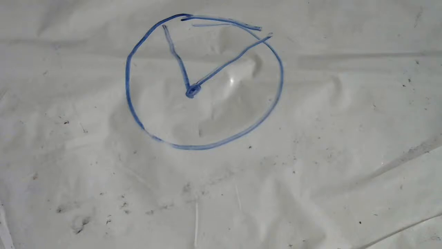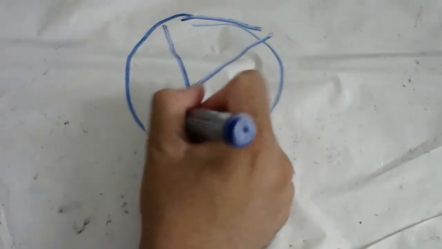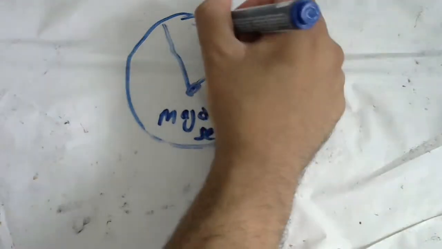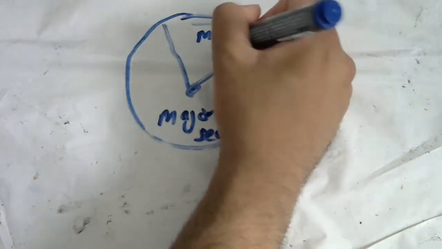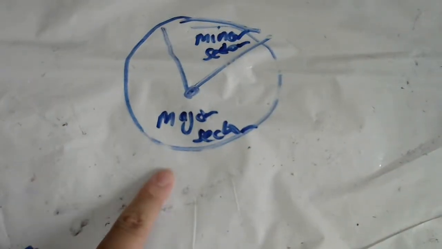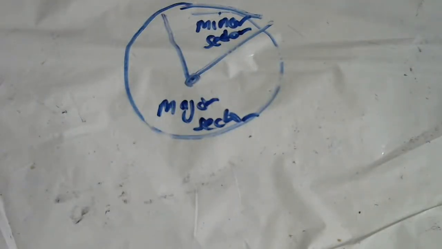You're not sure? This is called the major sector because it's the big one. And this is the minor sector. So the big one's called the major sector and the small one's called the minor sector. Take a note of that for me.